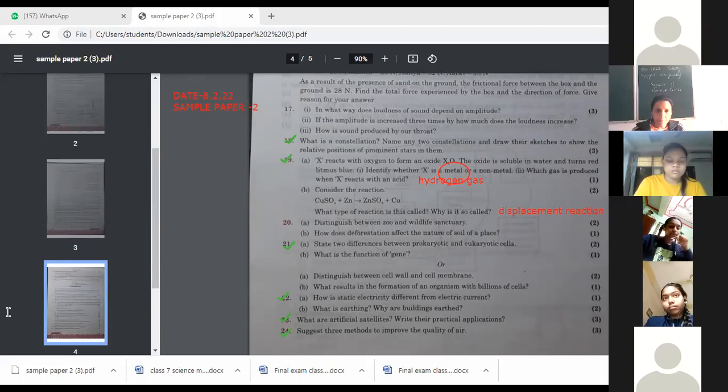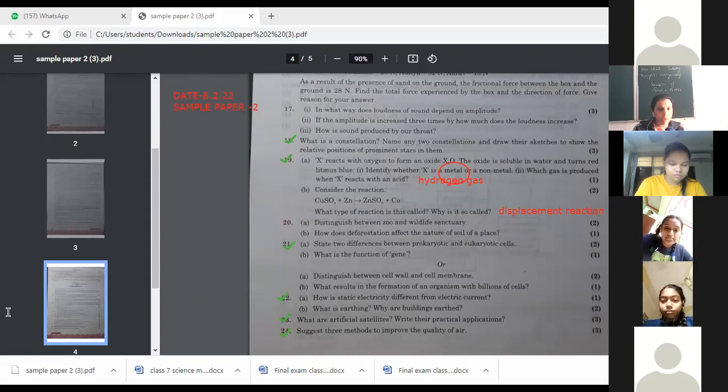Ma'am, the process of transferring charge from a charged object to the earth is called earthing. Earthing is provided to buildings to protect us from electric shocks due to any leakage of electric current. Okay, good. So earthing is provided in buildings for protection only.